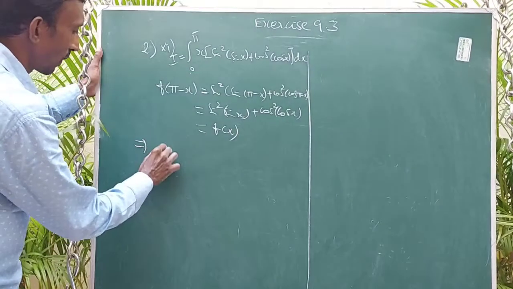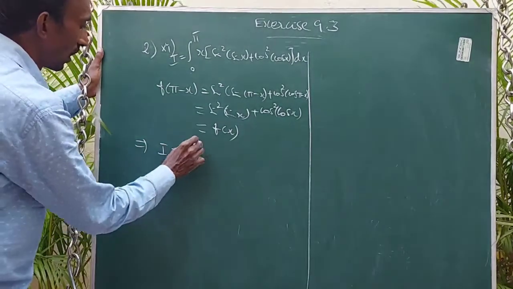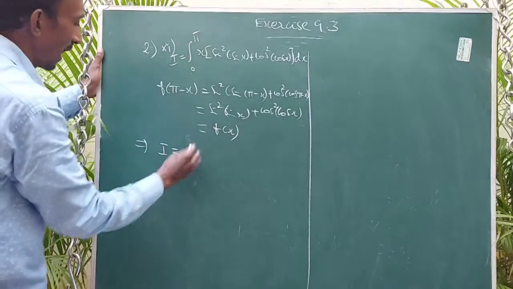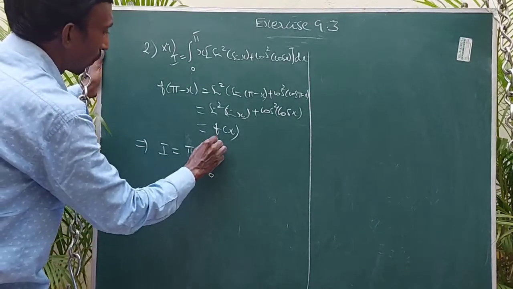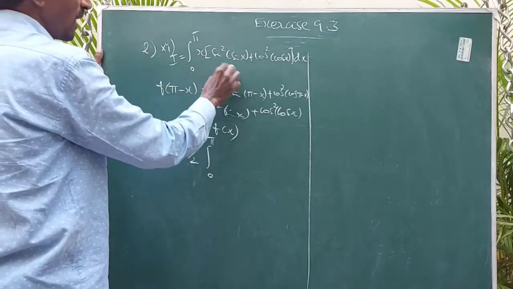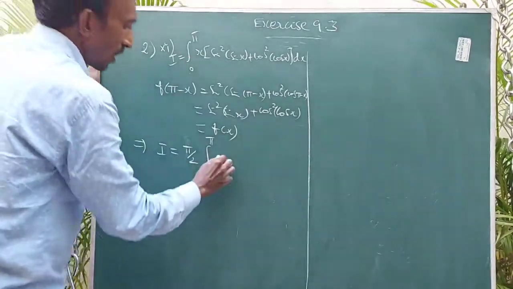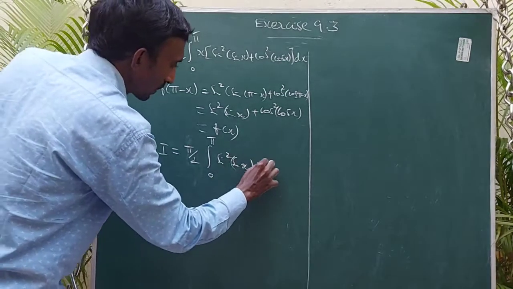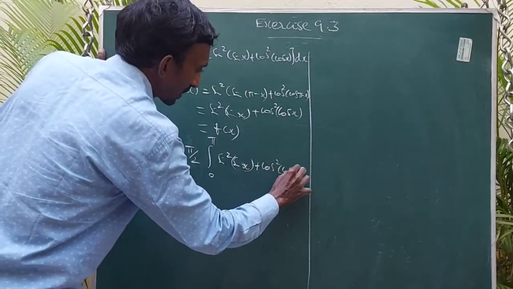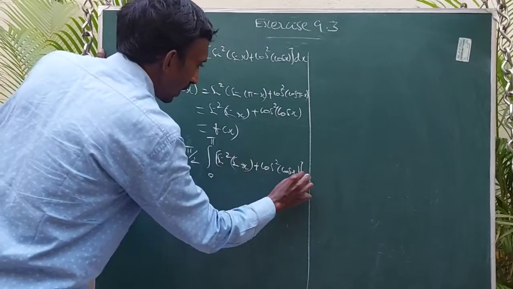Which implies I equals a by 2, here a is pi, so pi by 2 integral 0 to pi of f of x dx. So we can leave this x. So sin square of sin x plus cos square of cos x into dx.